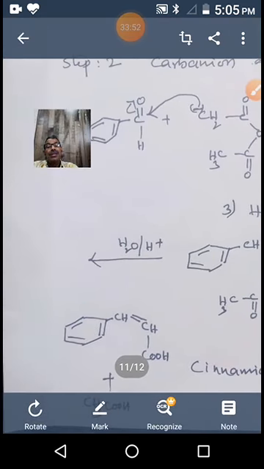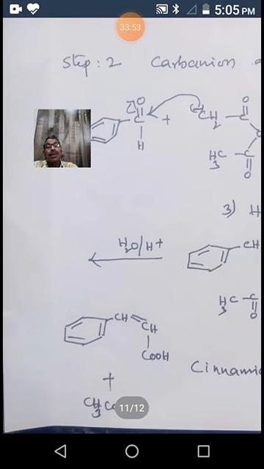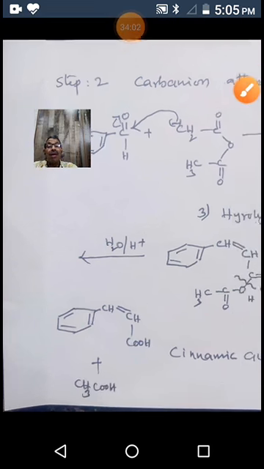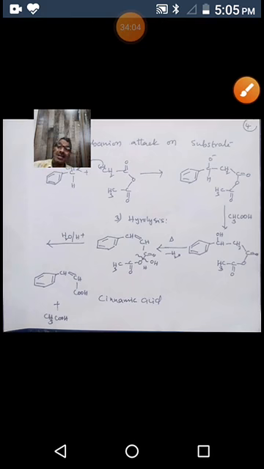The other one is, okay, one is cinnamic acid, other is acetic acid. These two acids, anhydrides on hydrolysis will give two acids we studied in the previous class. So this is the Perkin reaction mechanism.